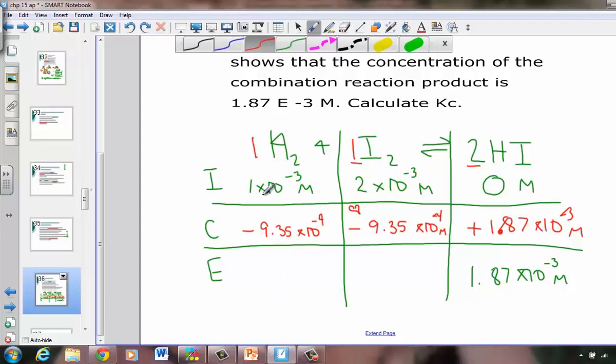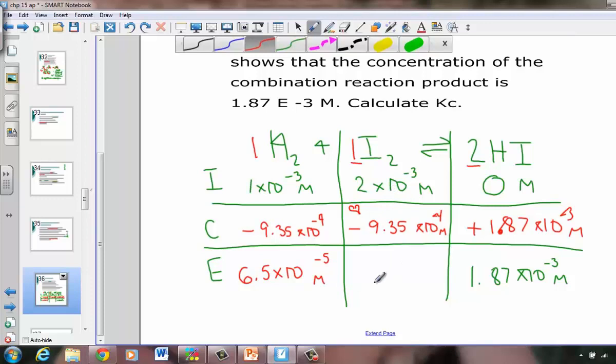Let's tabulate. If iodine and hydrogen get consumed with a 1:1 mole ratio, producing twice the quantity of HI, that's what this change is. A 1:1 makes 2. Let's subtract and see the quantities remaining of our reactants. So I'm going to hit 1E negative 3 minus 9.35 E negative 4, and the quantity remaining of hydrogen is 6.5 times 10 to the negative fifth molar units.